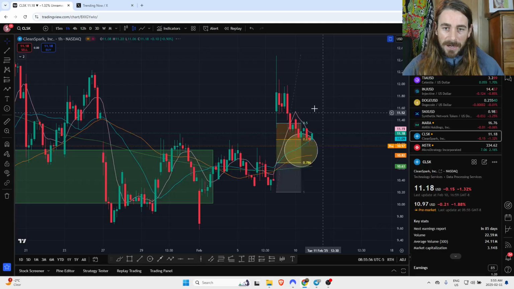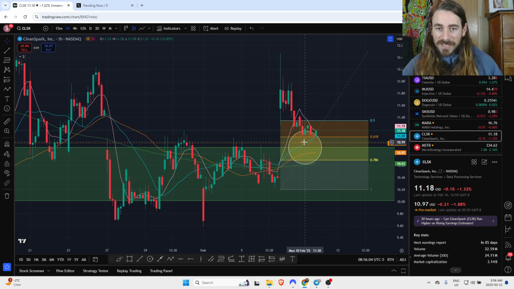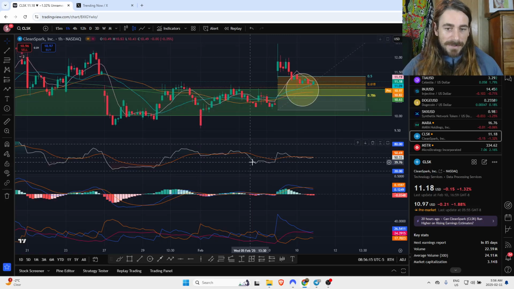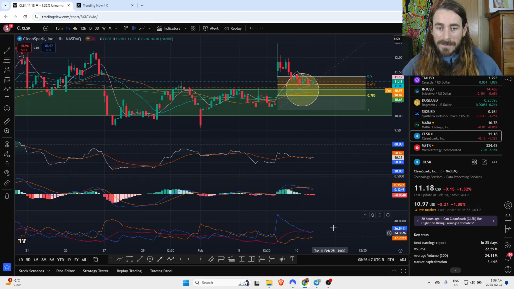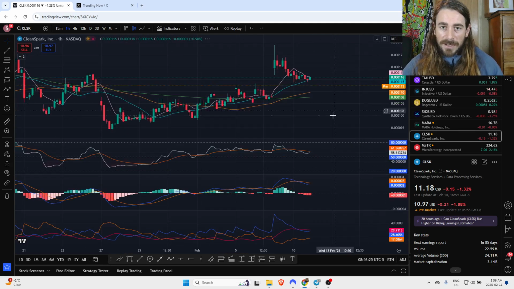Flipping over to CleanSpark. CleanSpark, beautiful one, came into my accumulation range, chopped in here for a bit. Big breakout move, coming back to our 0.618-0.786 golden zone, filling our additional entry, and we got a little bounce. So I do think CleanSpark looks a little bit better than Mara. I would expect it to be able to support a bit of a run here. That's a bullish DMI setup. MACD looks all right, and RSI looks like a bullish cross. So I want to see some more strength from CleanSpark here, but it looks good from the Bitcoin pair.